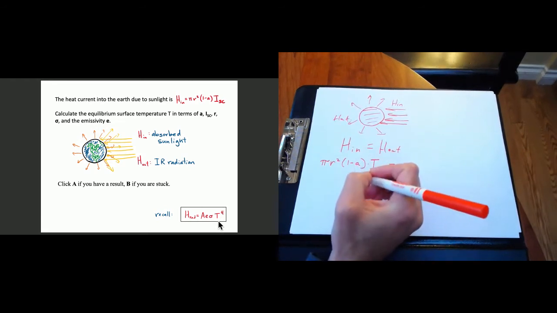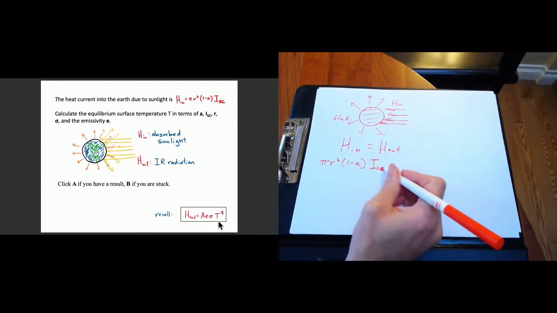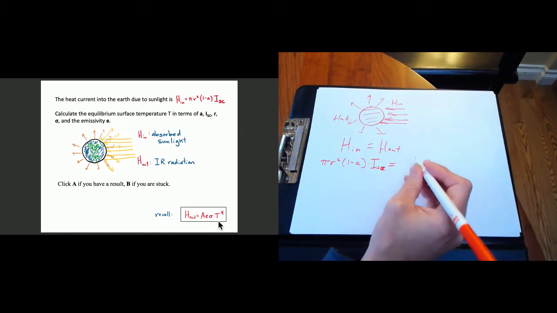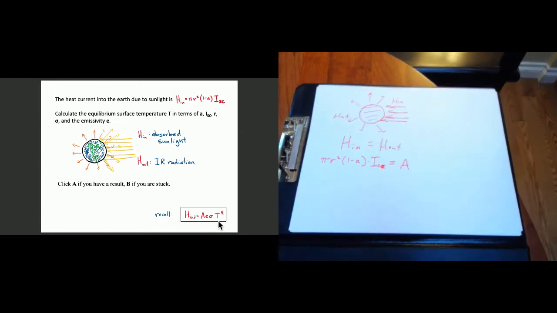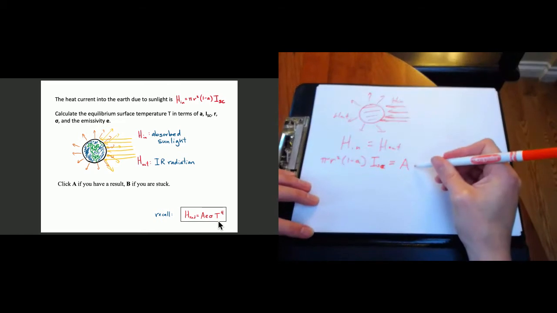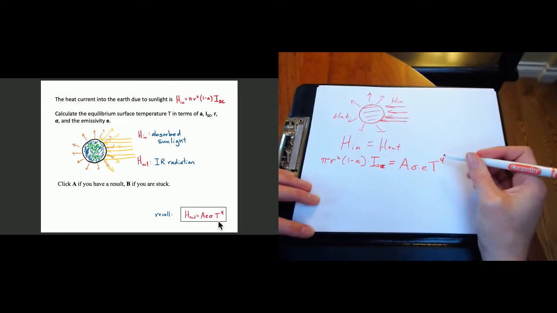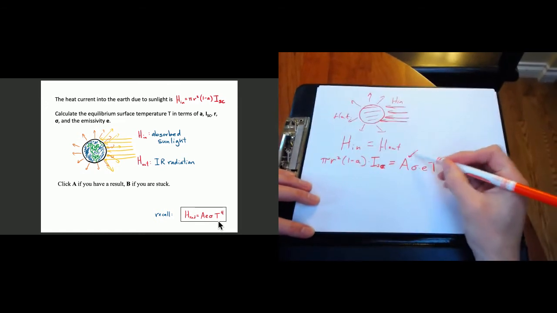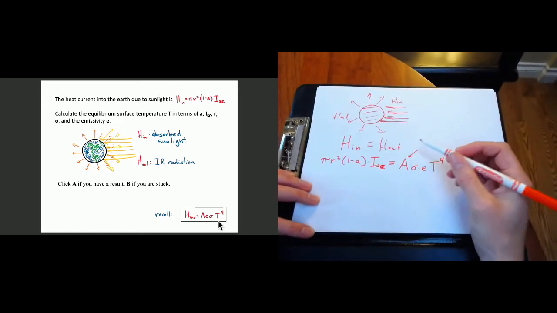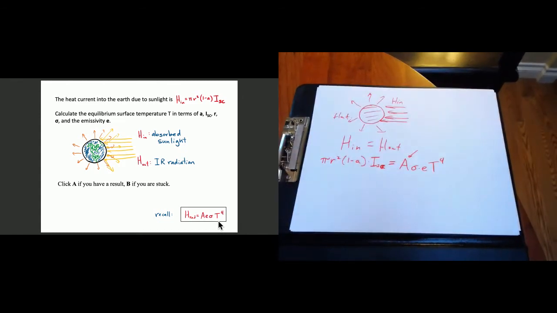That's the energy per unit time that's being absorbed by the Earth from the sunlight. And that's going to be equal to the energy emitted by radiation. So A times sigma times E times T to the fourth. And here, what is this area? So basically, we have to ask what area of the surface of the Earth is actually emitting the thermal radiation. And the answer is that it's the entire surface of the Earth.